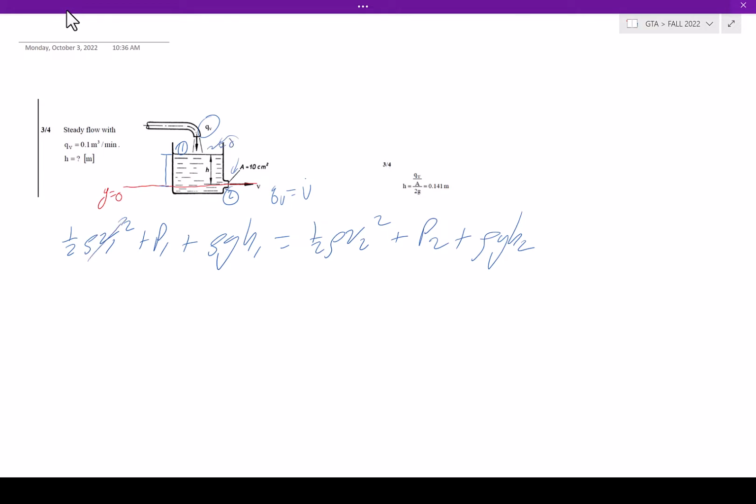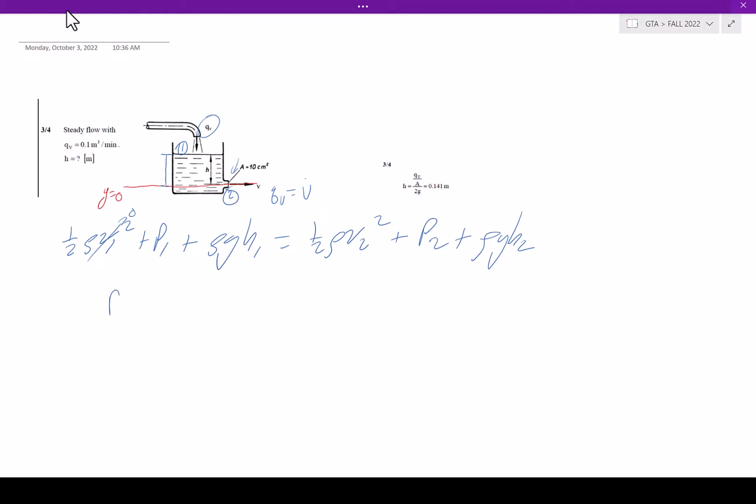So that means this term can go away. What you're saying is that the speed at which this level is changing is small enough to be considered insignificant. That's what we're saying here, which happens when the area of the open tank is significantly larger than the area that's being drained out. So that's going to go to 0.